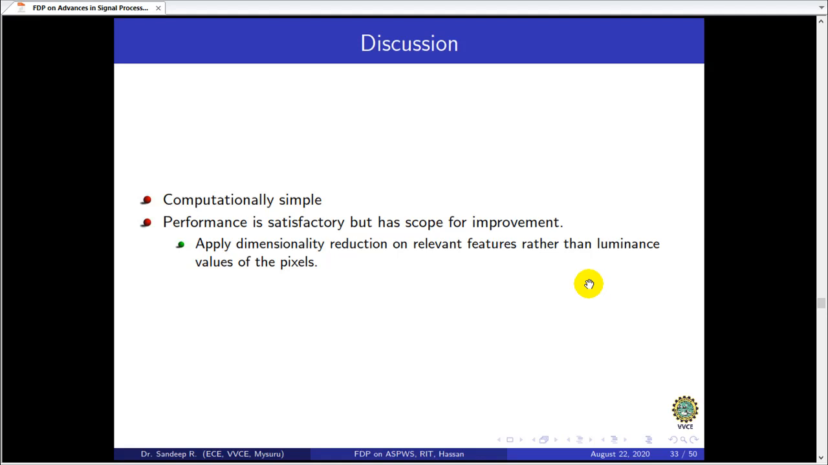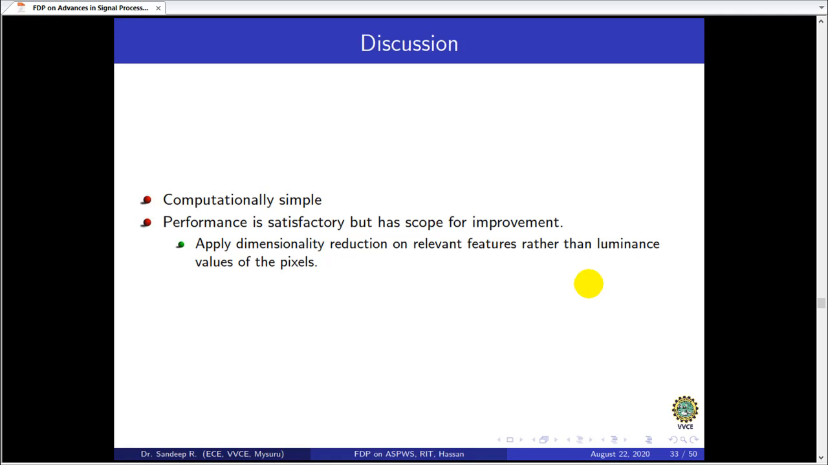Welcome back to the final session on perceptual video hashing. In the previous session, we discussed the perceptual video hashing based on radial projection as well as on the random projection technique. We concluded that the performance of the perceptual video hashing based on random projection is better compared to the performance of the video hashing technique based on radial projections. Moreover, the video hashing based on random projection is computationally simple.